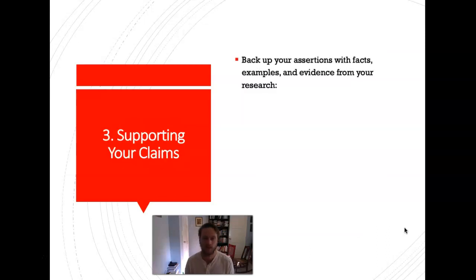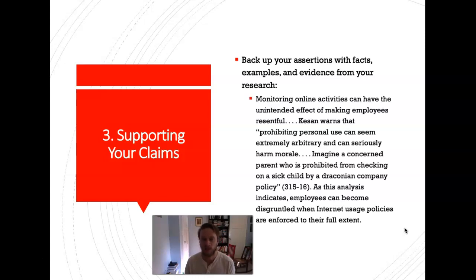A third way to use your sources is to support your claims, to support your thesis. Back up your assertions with facts, examples, and evidence from your research. For example, Anna Orloff supports her claims by writing, "Monitoring online activities can have the unintended effect of making employees resentful. Kaysen warns that prohibiting personal use can seem extremely arbitrary and can seriously harm morale. Imagine a concerned parent who is prohibited from checking on a sick child by a draconian company policy. As this analysis indicates, employees can become disgruntled when internet usage policies are enforced to their full extent." So that directly supports her thesis that she's against online monitoring by employers.